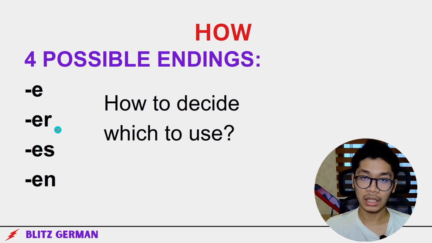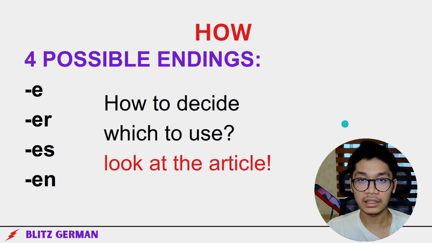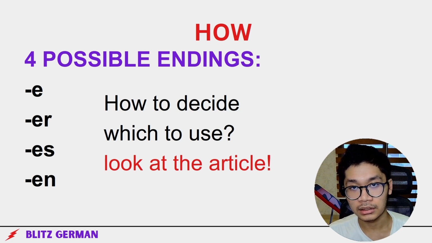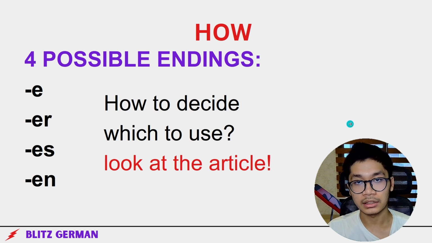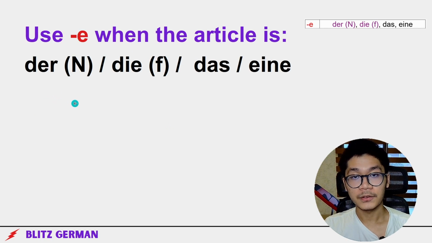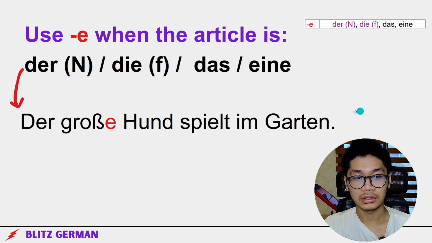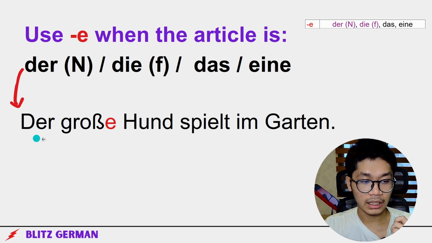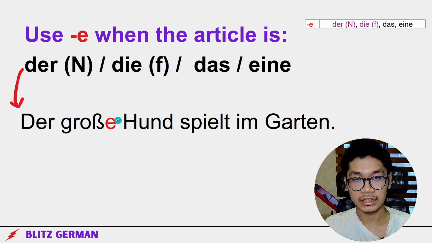When do I use e, er, es, and en? You just look at the article. What are articles? Articles are der, die, das, ein, einem, einen, eine, und so weiter. When the article is der Nominativ, die Feminin, das, and eine, we use e as the Adjektivdeklination. For example, der große Hund spielt im Garten. Look at the article and then you decide what the ending is. That's basically this whole video, okay? Just look at the article and then decide on the ending.